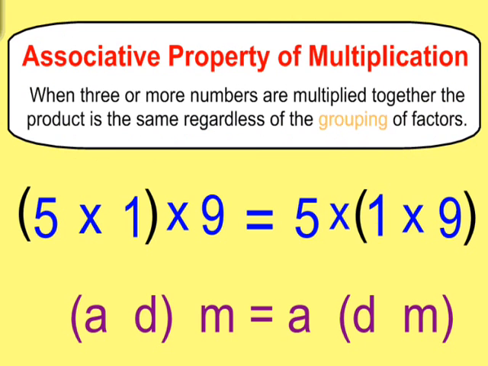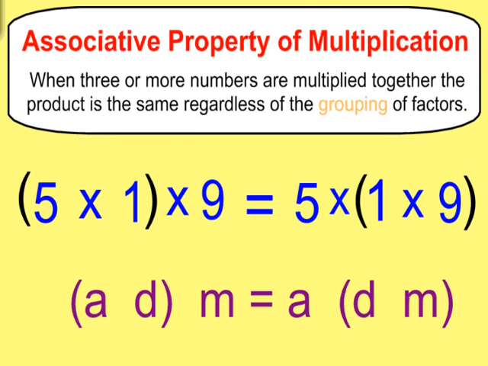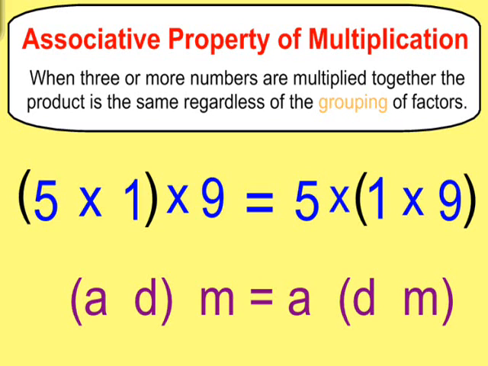Now, the associative property of multiplication is exactly the same as addition except with multiplication. It states when you have three or more numbers that are multiplied together, the product is the same regardless of the grouping of the factors. Again, associative, all stay same order. You'll notice all three factors are in the exact same order. The only difference is how those factors are grouped.